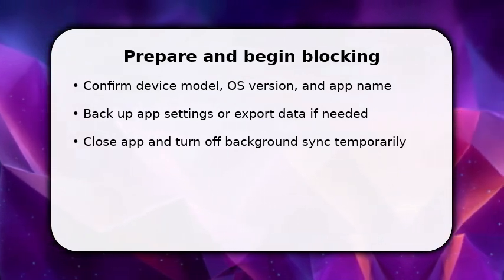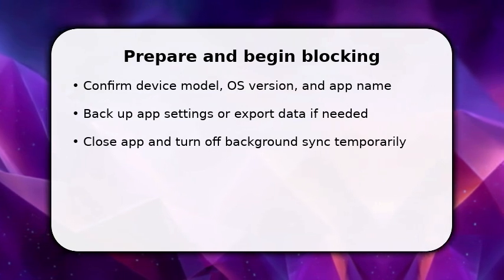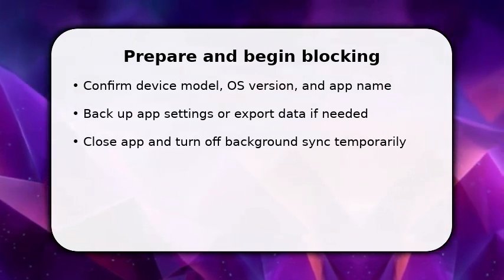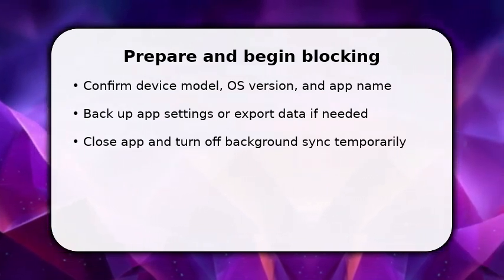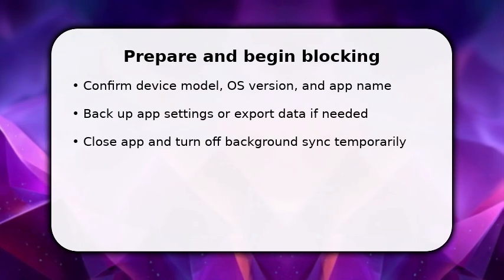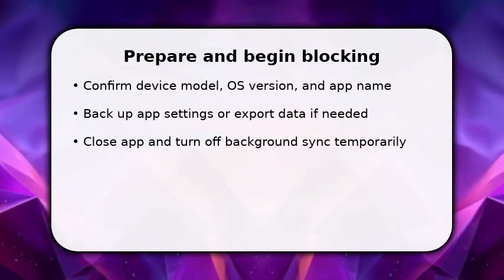Now force stop the app and disable background sync to prevent immediate data transfers. Make sure to grant yourself time to change settings without network activity. Doing this step first avoids wasting data while you apply restrictive rules.